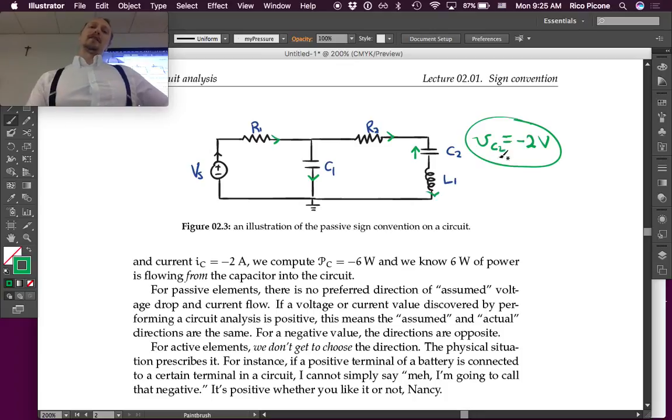I just made that -2 volts up. I did not just analyze that circuit on the fly. But speaking of analyzing circuits, I'm glad you brought that up.